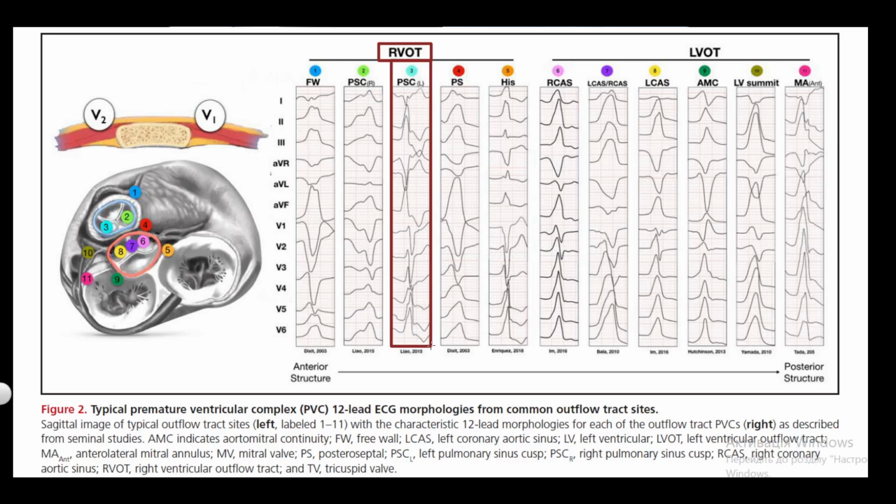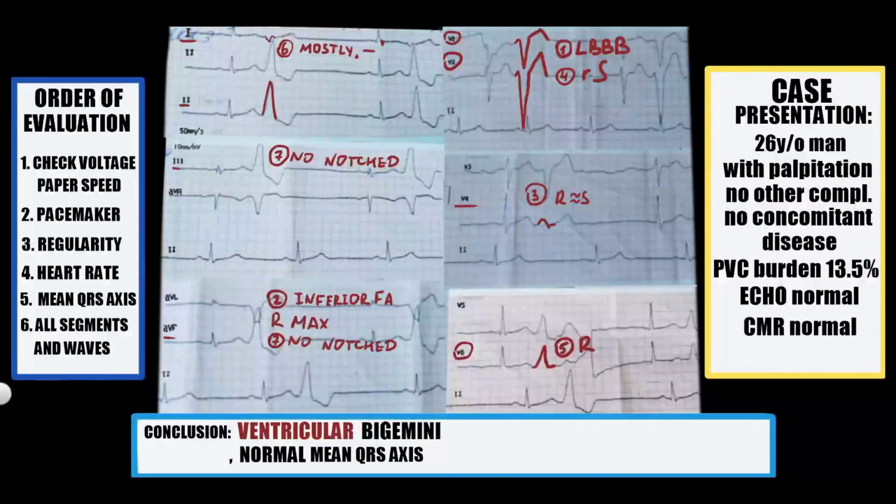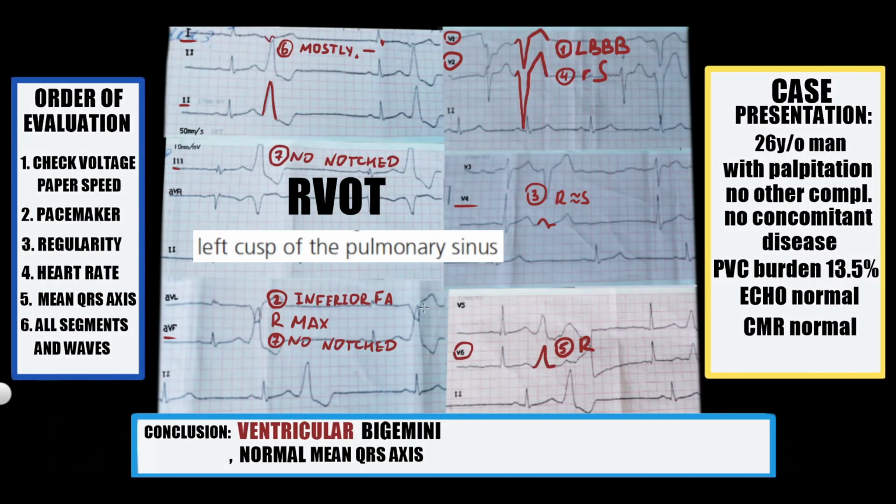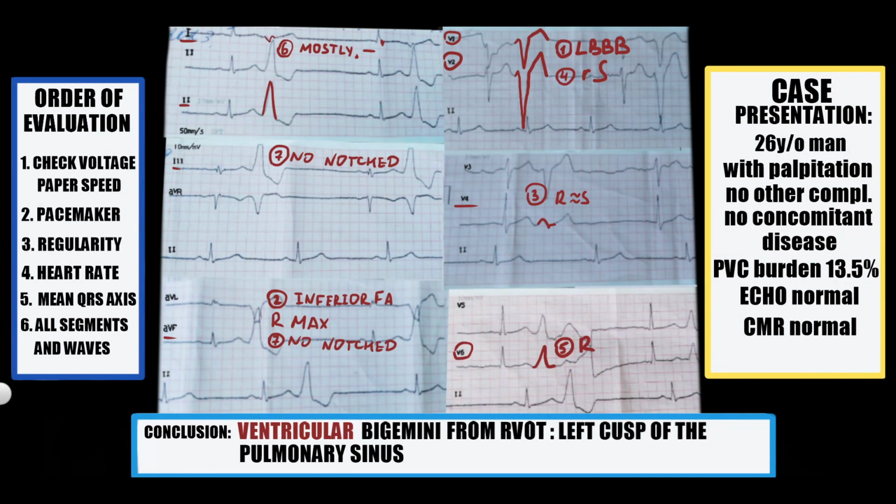In another figure from the same article, we have ECG examples from different sites of origin, and an anatomic localization according to the base surface of the heart, where you can see the pulmonary valve and its left cusp. As a result, the correct conclusion is ventricular bigemini from the right ventricular outflow tract, especially from the left cusp of the pulmonary sinus.